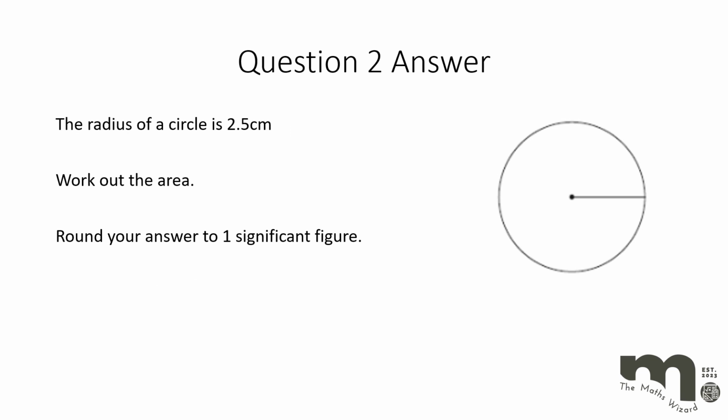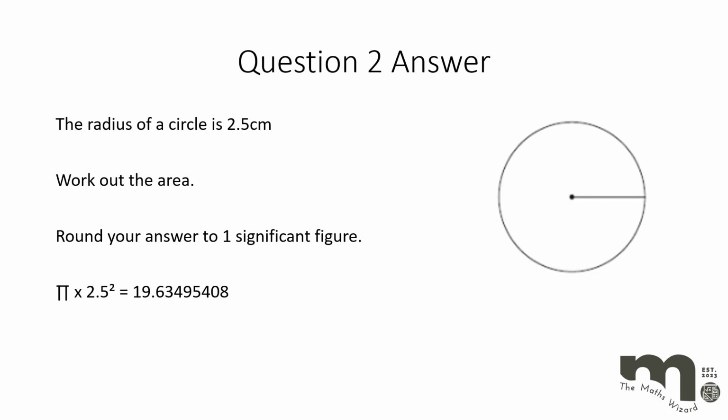Okay, let's go through this step by step then. Remember, area is pi times the radius squared. So if we do pi times 2.5 squared, you'll get 19.63495408. Quite a lot of digits there. So you've got to round this to one significant figure now.